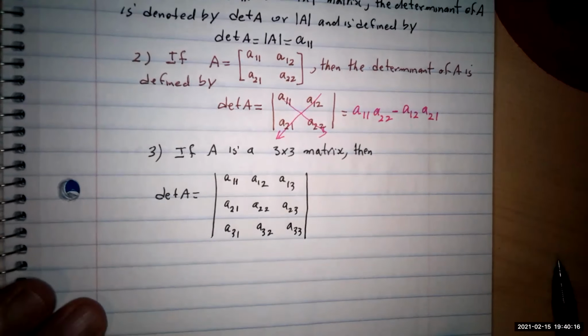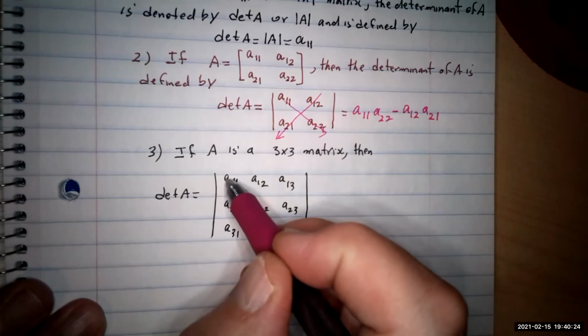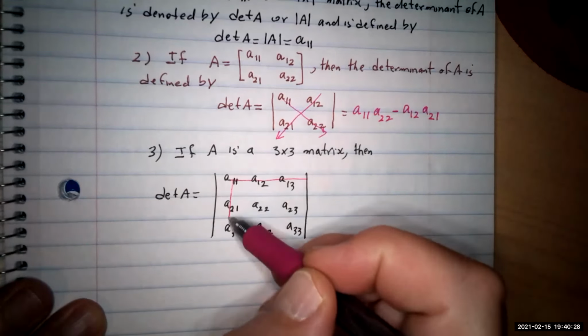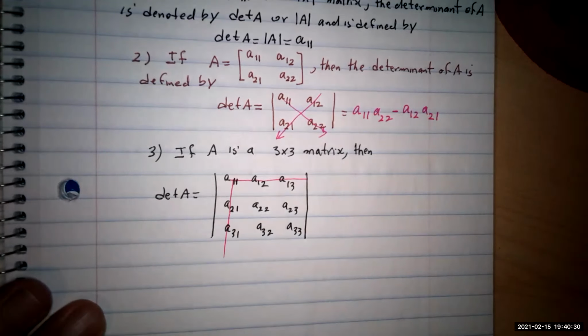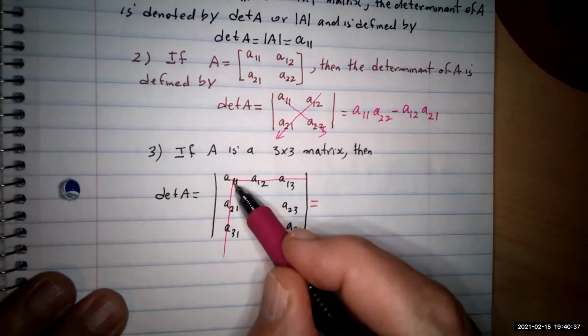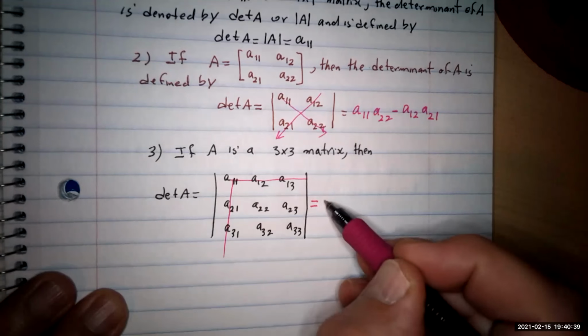So what we're going to do is reduce it into 2 by 2. The way we're going to reduce it, we are going to eliminate one row and one column. You see, we are going to delete, if you like, the first row and the first column. So we delete this one, then this is going to be equal to the first term. You see, the first term is going to be A11.